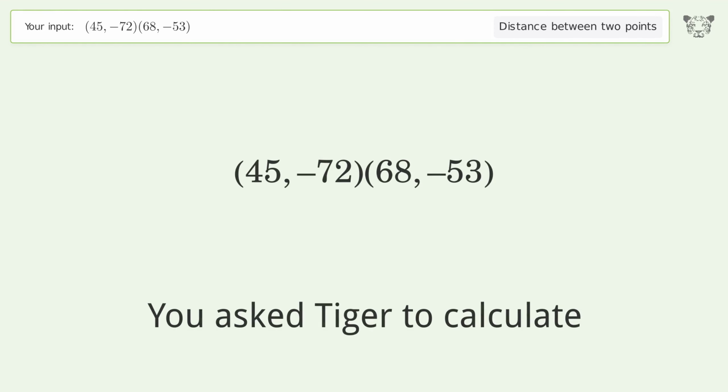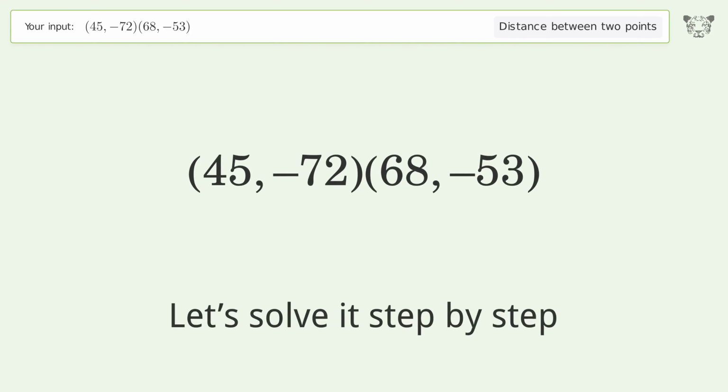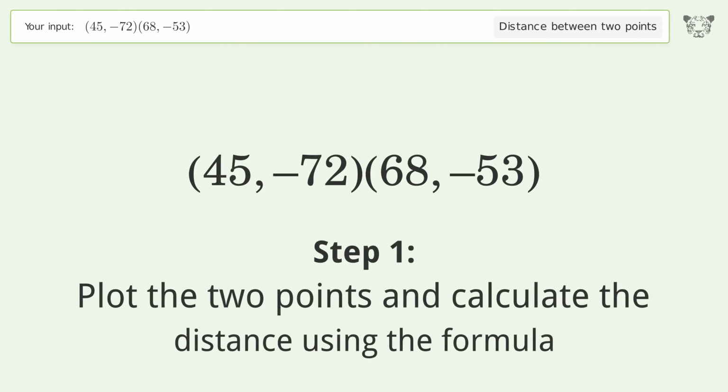You ask Tiger to calculate. This deals with the distance between 2 points. The distance between the 2 points is the square root of 890, or 29.833. Let's solve it step by step. Plot the 2 points and calculate the distance using the formula.